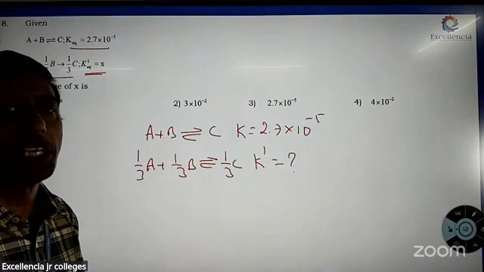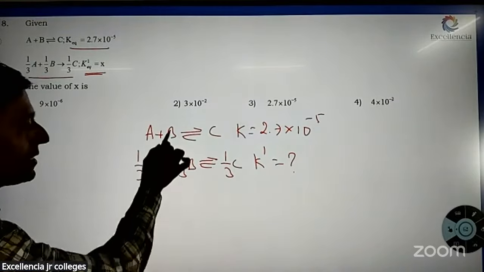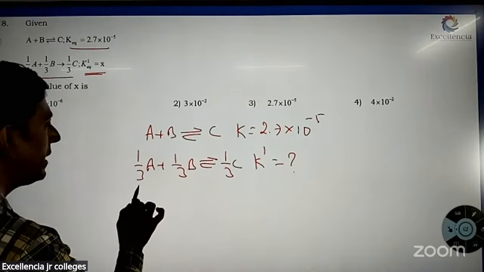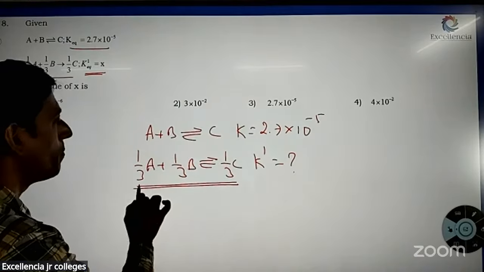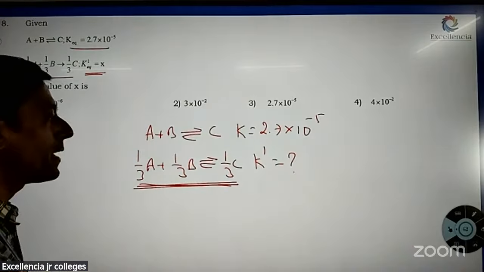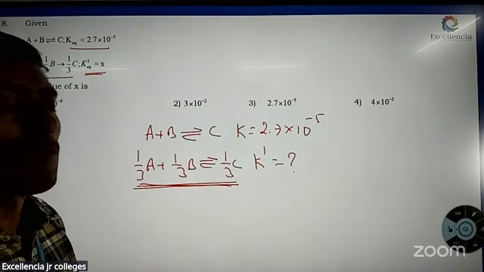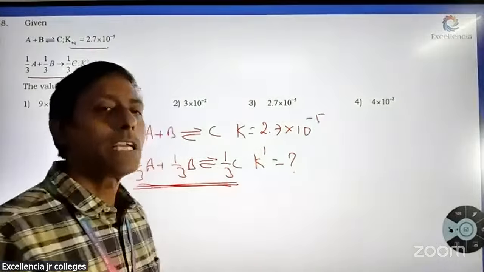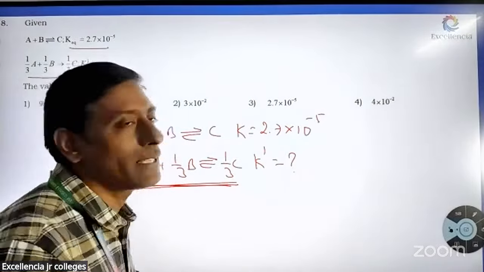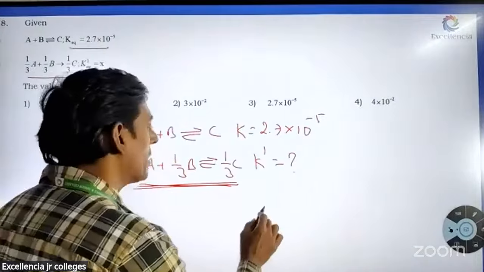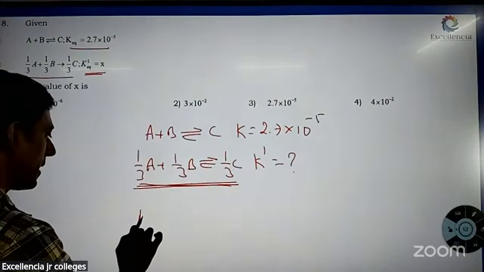Given equation, question equation. To observe the equation properly, they have multiplied this by 1 by 3. Yes or no? They have multiplied that by 1 by 3. So when the equation is multiplied by 1 by 3, how can we get the equilibrium constant? Equilibrium constant to the power 1 by 3. So therefore, you can understand.